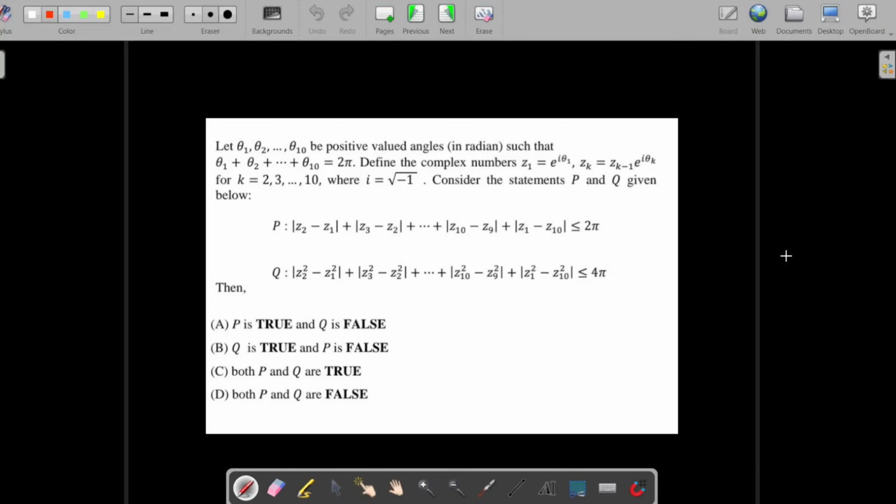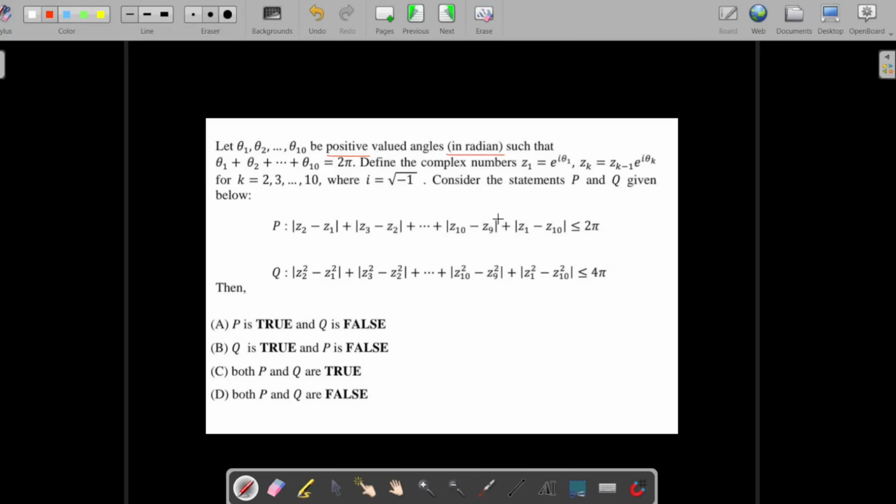But the key is to understand that whenever you have a question that is explicitly going to be solved using the polar form, think in terms of trigonometry. So let's start doing this question. We have 10 positive valued angles in radians, and again, these two terms sound innocent, but they are very important when it comes to this inequality that we will be using, and they have defined certain complex numbers.